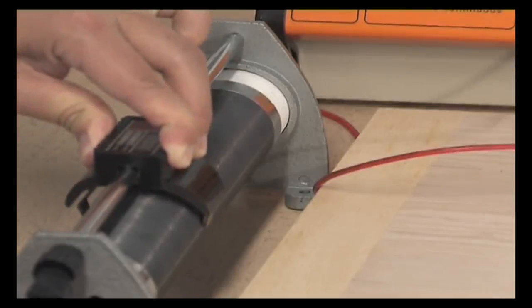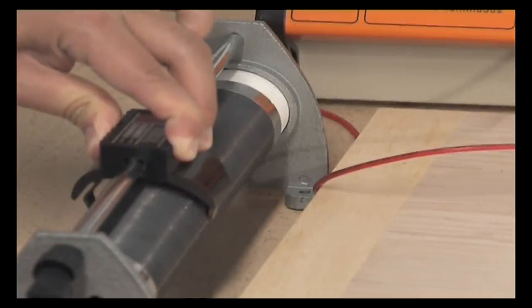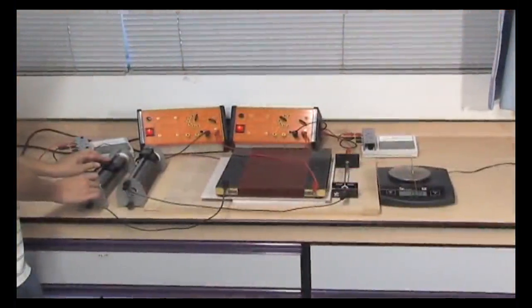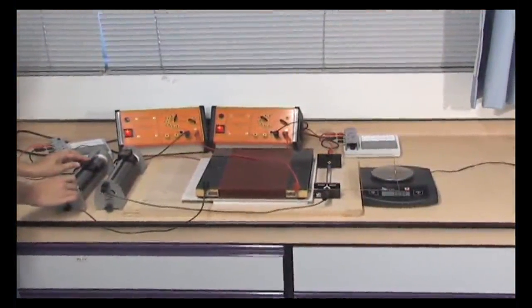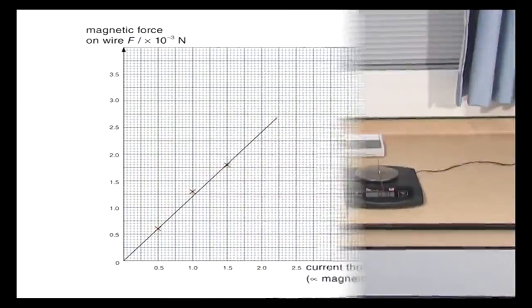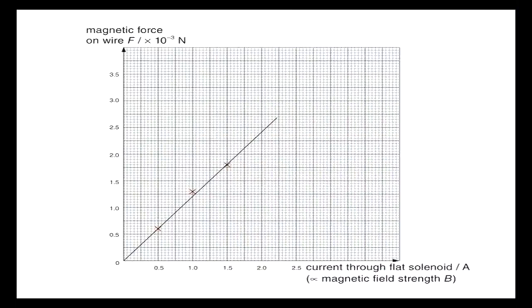Repeat several times with other current values through the flat solenoid to obtain different sets of data. Then plot a graph of the magnetic force F on the wire against the magnetic field strength B. How is the magnetic force F on the wire related to the magnetic field strength B?